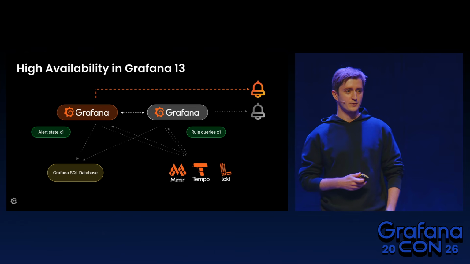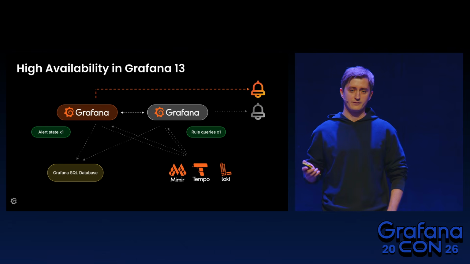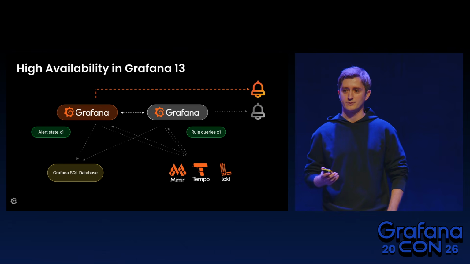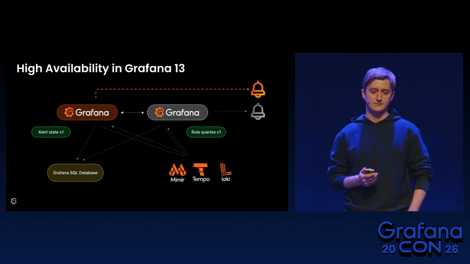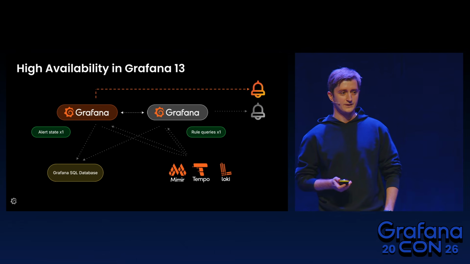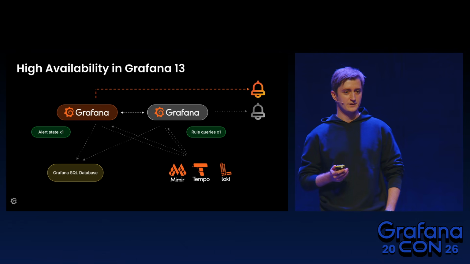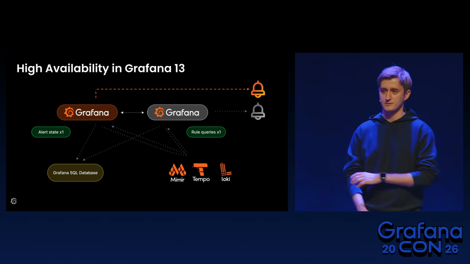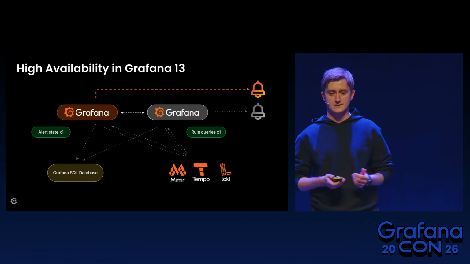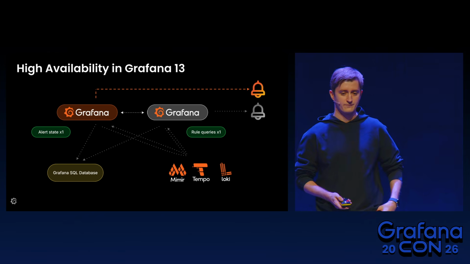During this failover process, there is a brief gap in rule evaluations. So before enabling this new mode, you need to pick what matters to you more: zero gap redundancy or constant load on your database and data sources. But if you already use high availability in production, you can enable this new mode with just one single config flag. It's available in Grafana 13, as I mentioned, and it's open source.